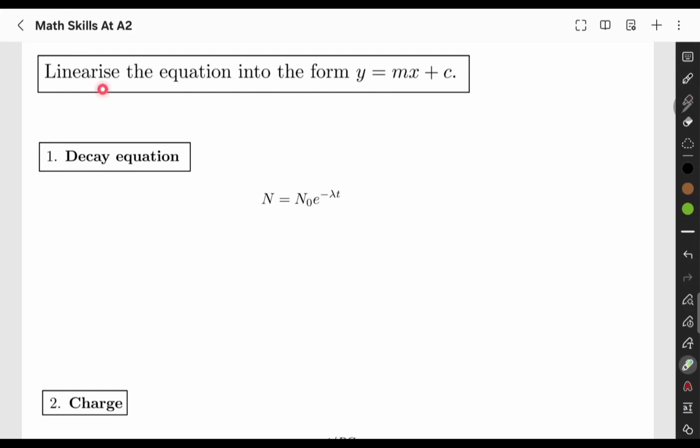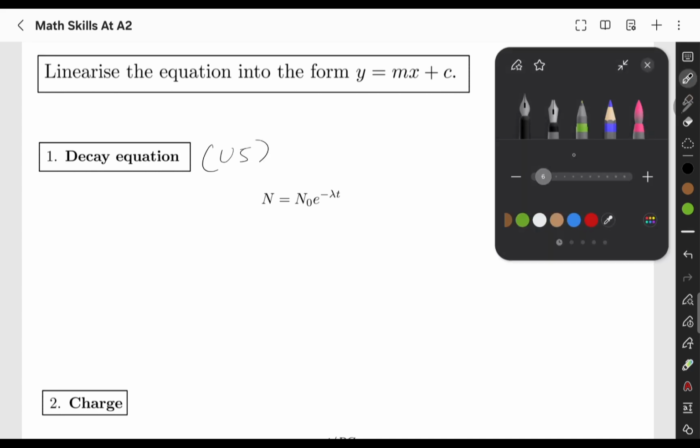Okay, so here it says linearize the equation into the form y equals mx plus c. So we're going to be applying all that we have learned to the physics formula that we see. This is going to be the decay equation that you will come across in Unit 5.